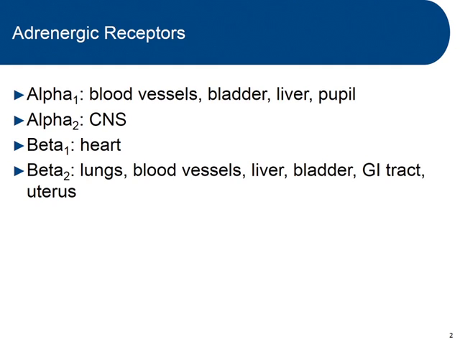You can remember that easily because you have one heart. Beta 2 are in the lungs. It's easy to remember that because you have two lungs, right? But beta 2 are also located in blood vessels, liver, bladder, GI tract, and the uterus.